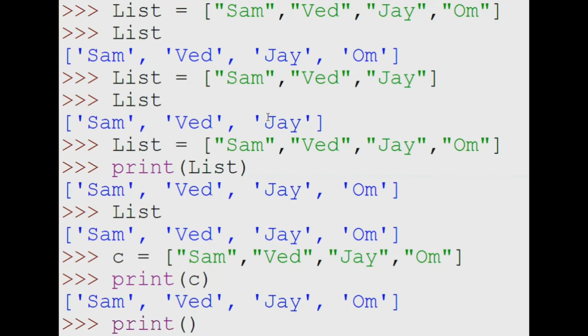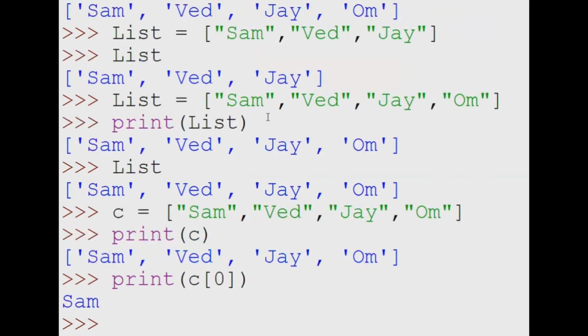If I write C and in this bracket I write 0, then what will it come? Sam, because Python will take this is 0, this is 1, this is 2, and this is 3. Okay, the 0 value means the first item of the list. It will print the first item of C. First you want to type which list you want to get.